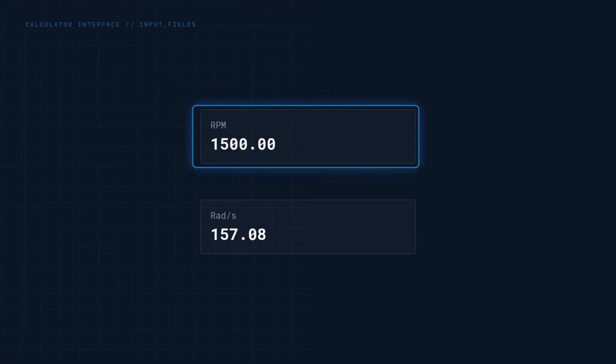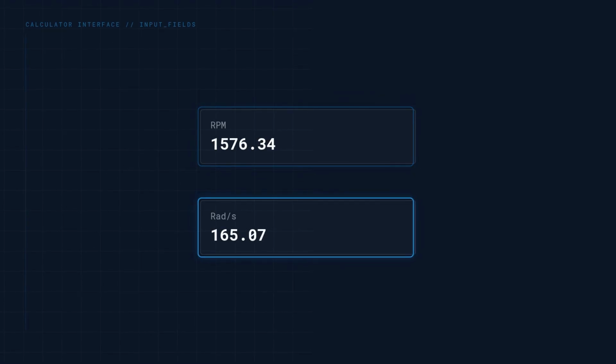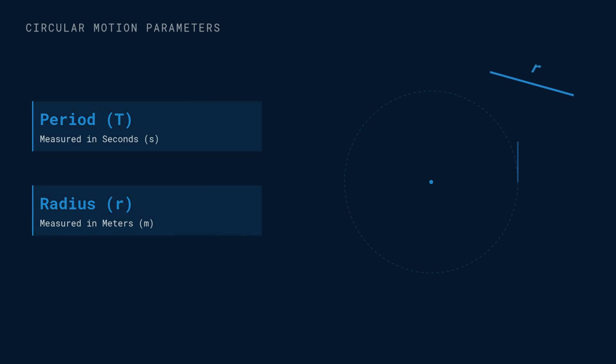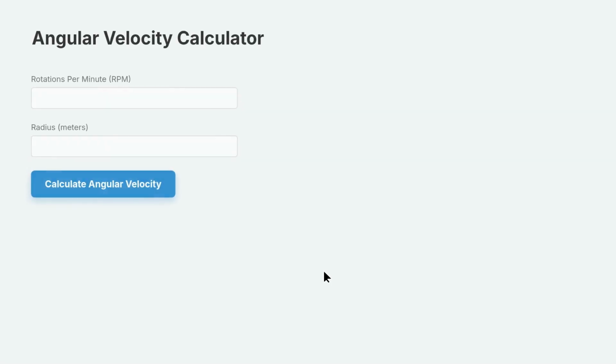The input fields include RPM, where you enter your RPM value, rad/s for the radians per second value, period in seconds for the time period, and radius for tangential speed calculation, which is optional and measured in meters. Let me show you a worked example. I'll enter 10 in the RPM field and 10 meters in the radius field.